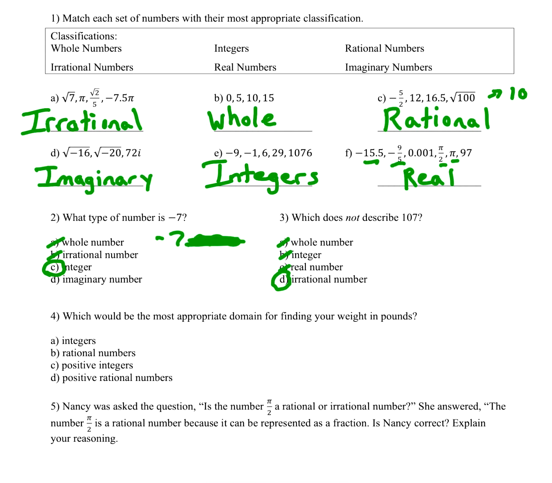Number 4, which would be the most appropriate domain for finding your weight in pounds. So definitely not integers or rational numbers because that includes negative numbers. You can't weigh negative weight. So it's either positive integers or positive rational numbers. When you think of rational numbers, it could be like 100.5, 250.25. So you could weigh a fraction of a pound. You're not only just going to weigh like 150 pounds. So that would be choice D, best representing the weight in pounds.